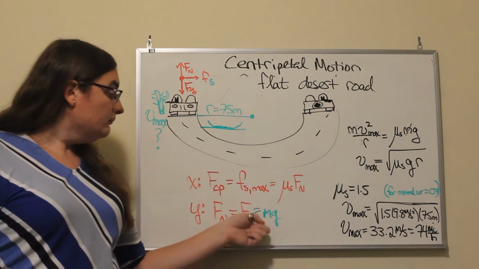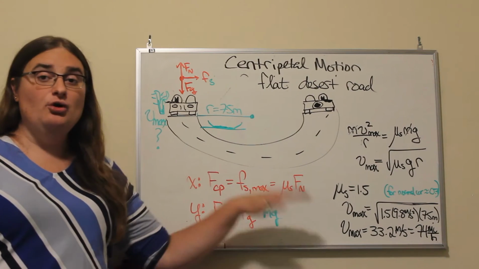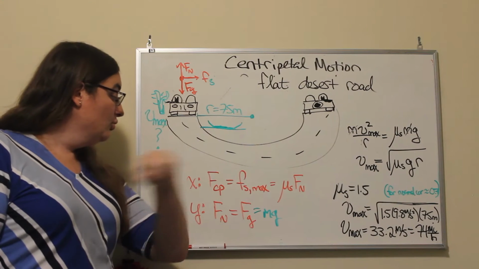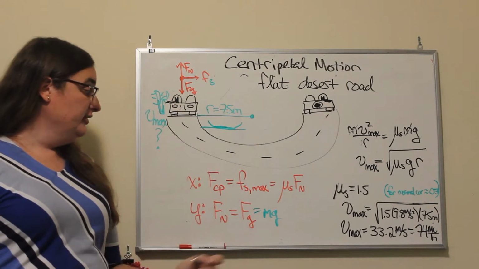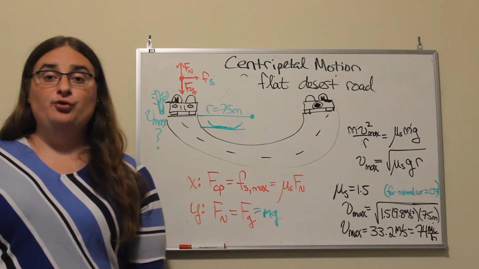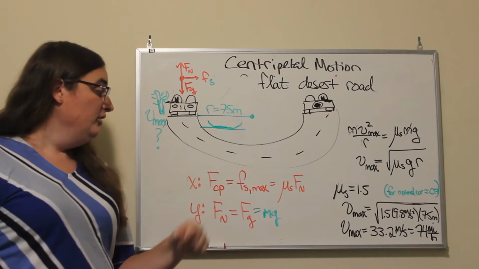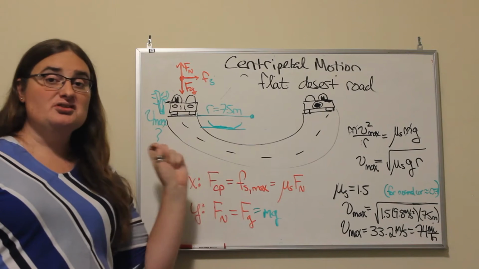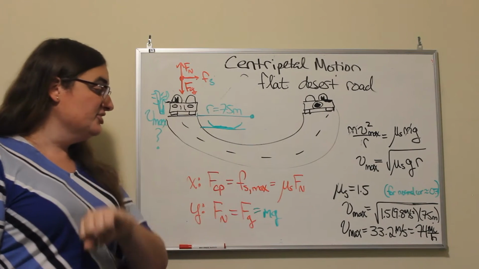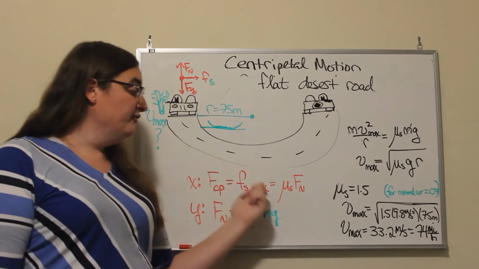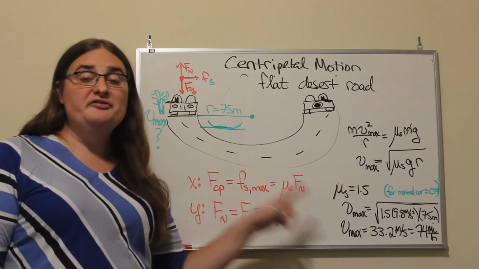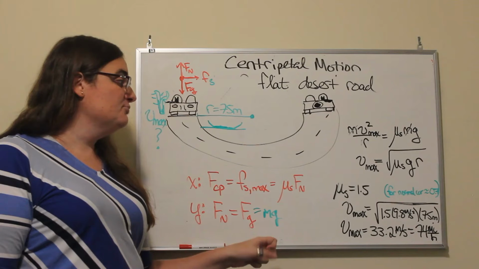So, here, no lift, no wings, nothing. Normal force is the weight. In the direction of the turn, well, that's our centripetal force. It's uncanceled. So that force that's turning us is our static friction. And at a maximum, the amount of static friction is equal to the coefficient of static friction times our normal force.